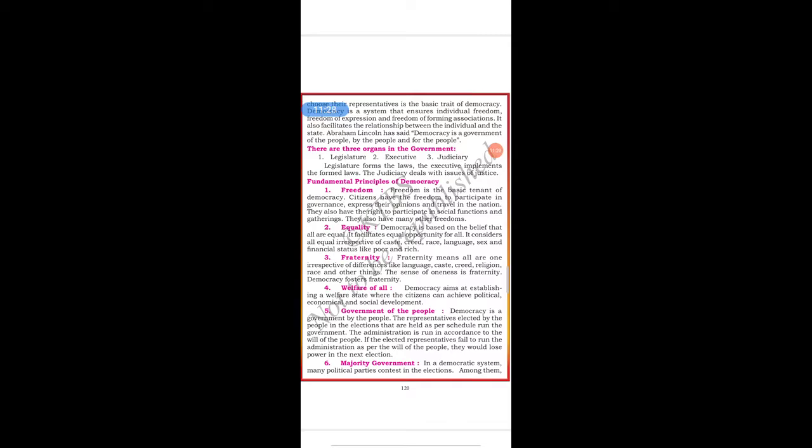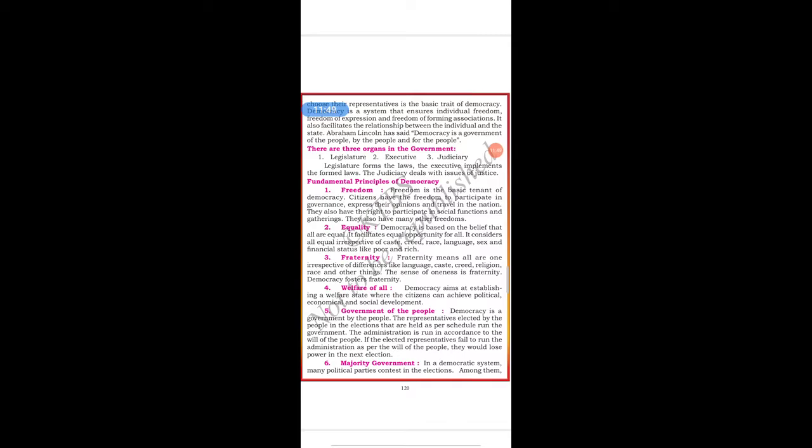So students, what happened here? If the person to whom we have given the vote and who won the election is unable to fulfill the demands of the public, what happens in the next election? The government does not allow that person to have the power in the next election. So next, the majority government.